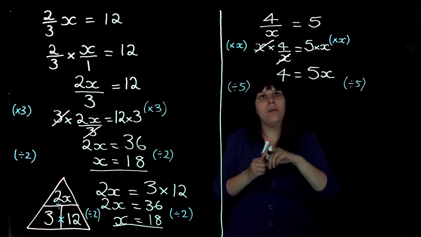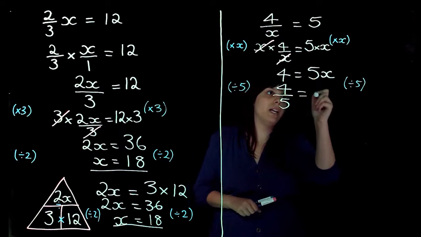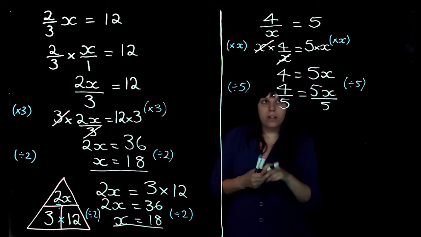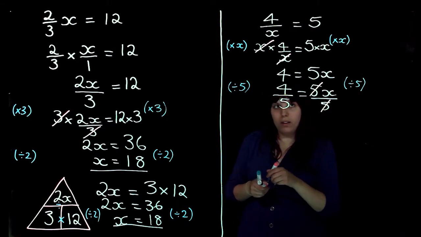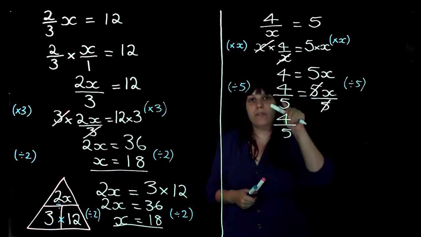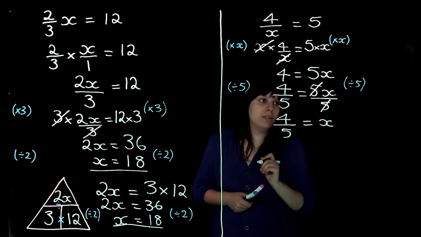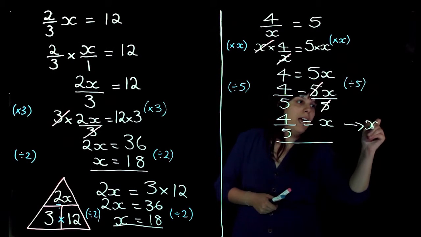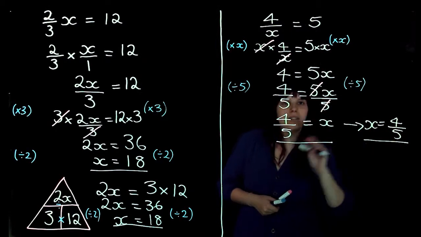So on this side, we're going to have 4 divided by 5. And on this side, we're going to have 5x divided by 5. So the 5 and the 5 cancel each other out. So because 4 over 5 is a fraction in its simplest form, I'm just going to leave it like that. And that is what x equals. And we might prefer to rewrite that as x equals 4 over 5, because we like to have the x on that side.